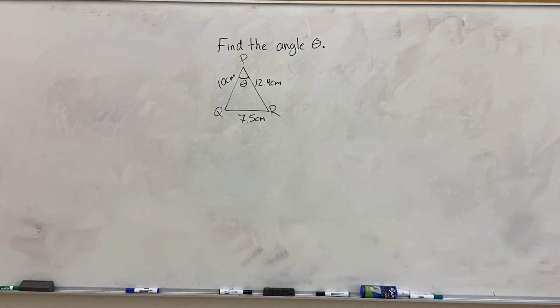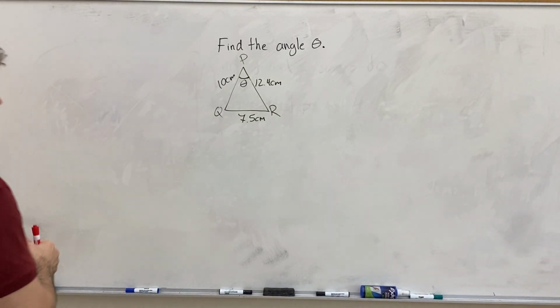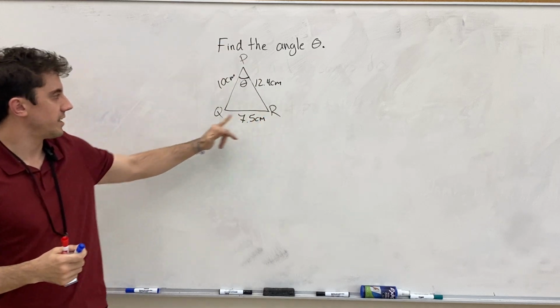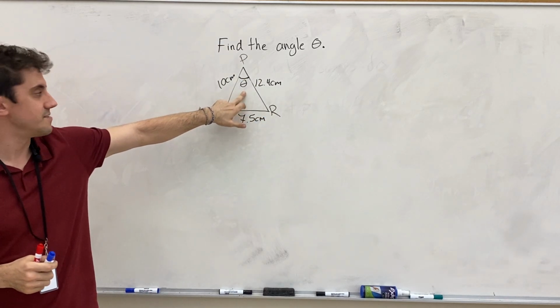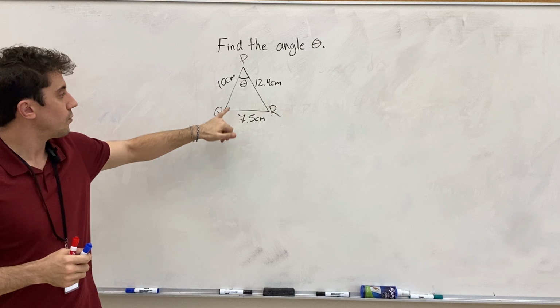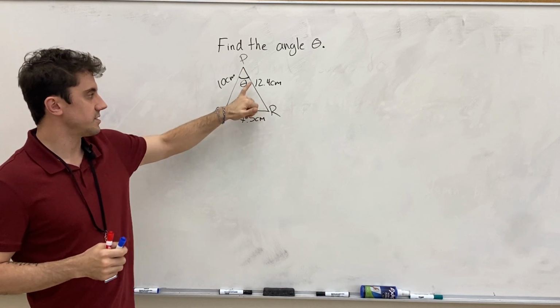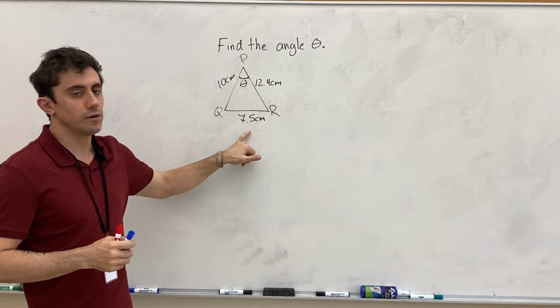Good afternoon, everyone. Today we're going to solve a problem using the cosine law, where we're given a non-right angle triangle and we're asked to find the missing angle theta, where we know none of the angles inside the triangle, but we do know all three side lengths.